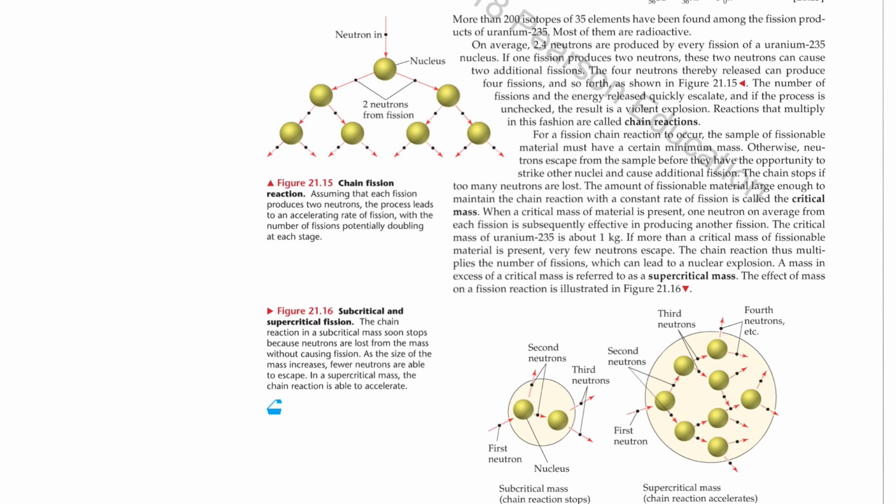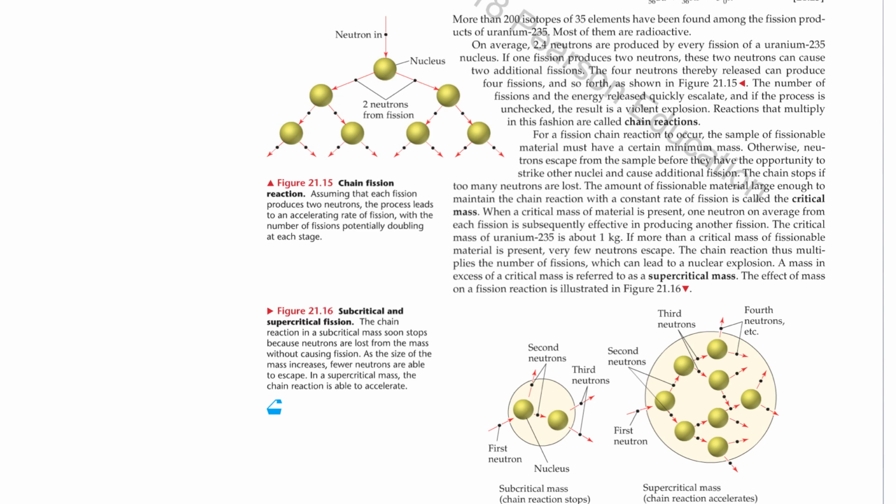If one fission produces 2 neutrons, these 2 neutrons can cause 2 additional fissions. The 4 neutrons therefore released can produce 4 fissions, and so forth, as shown in Figure 21.15. The number of fissions and the energy released quickly escalate, and if the process is unchecked, the result is a violent explosion. Reactions that multiply in this fashion are called chain reactions.